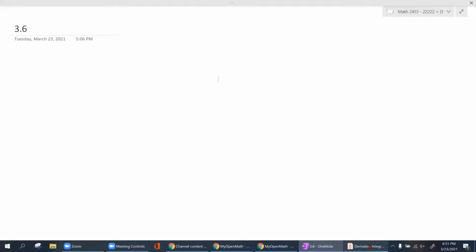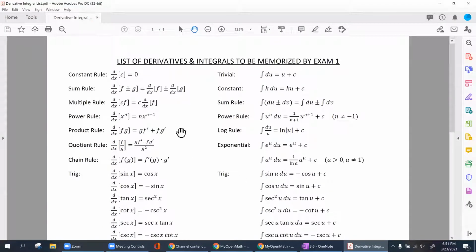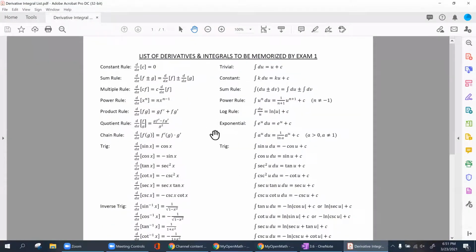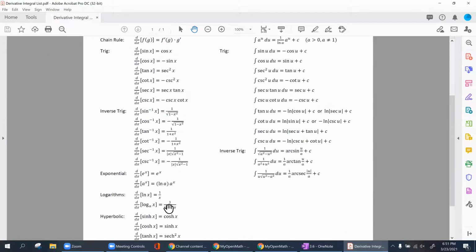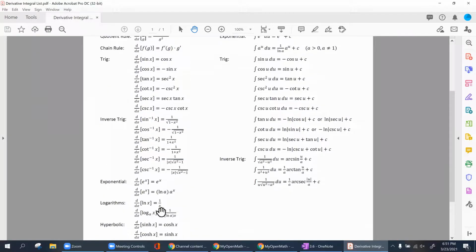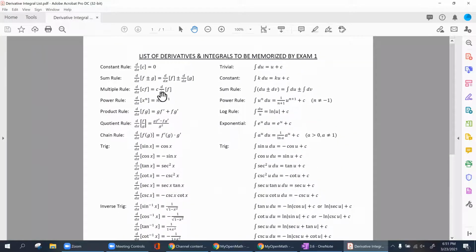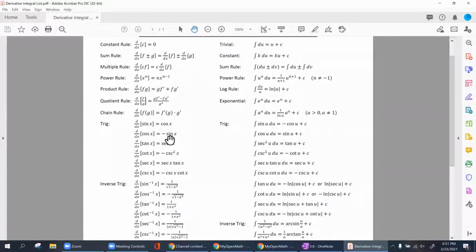One thing I wanted to mention is don't forget that on the course content, the list of derivatives and integrals are mentioned. We're only going to be looking at the left column. The right column would be for the second part of the class. Here you see it's just reminders: the constant rule, the sum rule, the multiple, power, product, quotient, and chain rule.